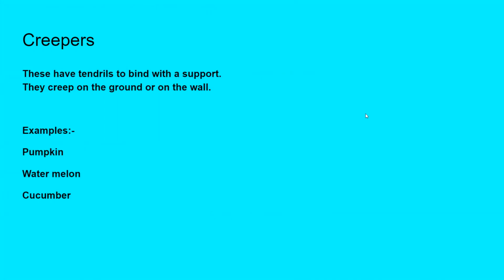What are creepers? There are different kinds of plants, many varieties and many types. Some plants are standing straight, some are big, some are small, some are very tender, very delicate, and some are climbing on the walls or with the help of some support. So first, we will study the creepers. The creepers have tendrils to bind with the support. They creep on the ground or on the wall.